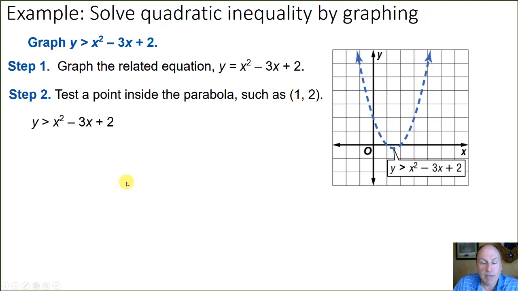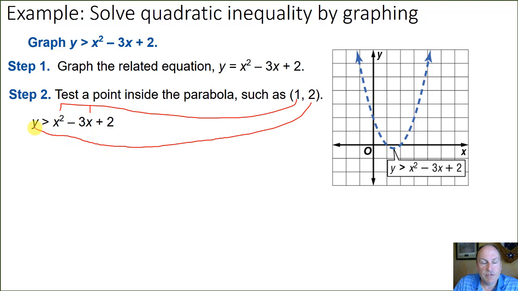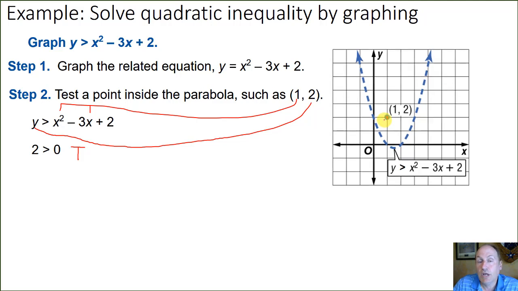And by test it, of course, that means we're going to plug in a 1 for x and a 2 for y and then see what happens. Well, what happens is we get 2 greater than 0, which is a true statement. Since that's true, the point 1, 2 is going to be in our inequality. So testing that point 1, 2 turns out to be a true statement. Therefore, our solution is going to be this area inside the parabola shape.